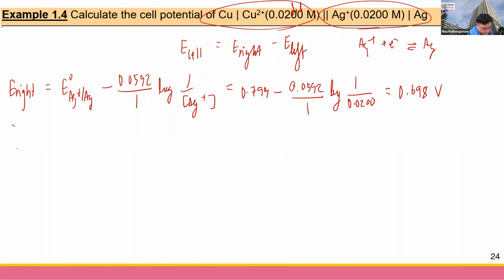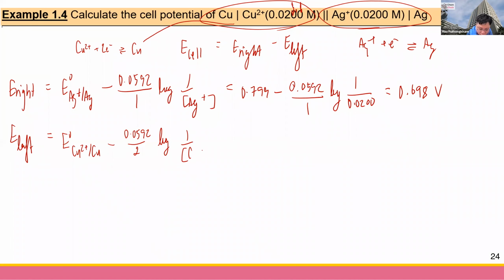So what is E left? E left is almost the same, right, except the coefficient is not the same. For this one, the reaction is copper 2 plus plus 2 electrons gives you copper. The Nernst equation of this one is the standard electrode potential of copper 2 plus copper minus 0.0592 over n log 1 over copper 2 plus.